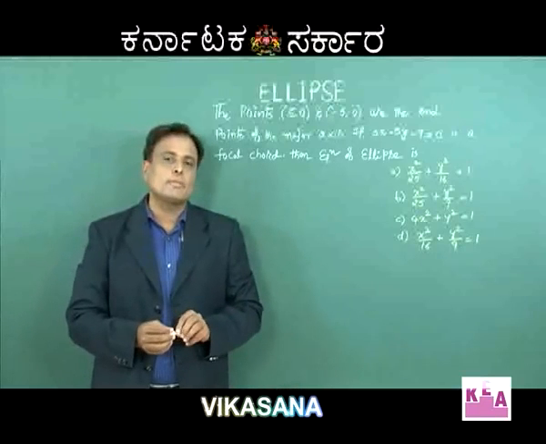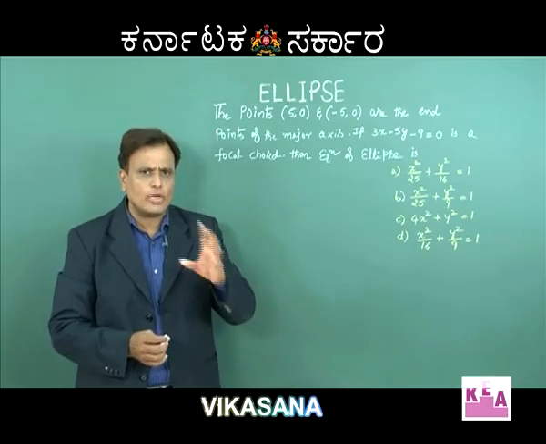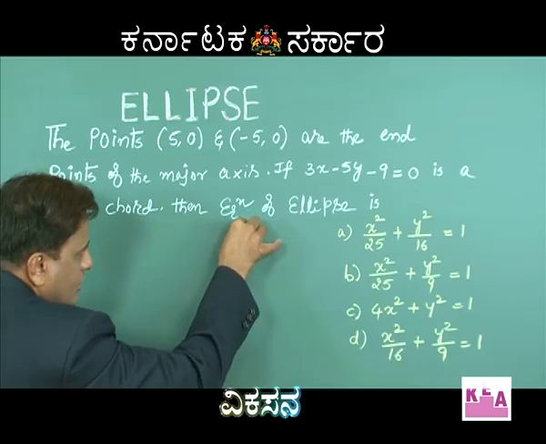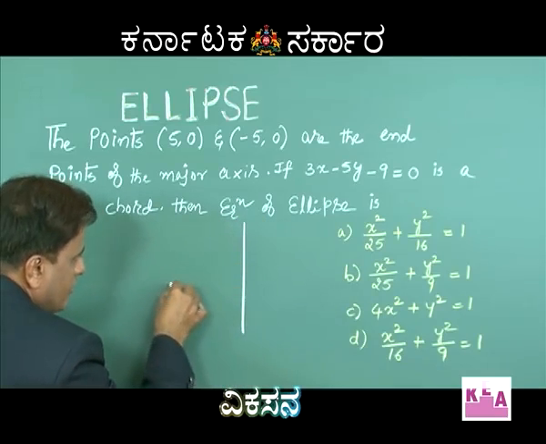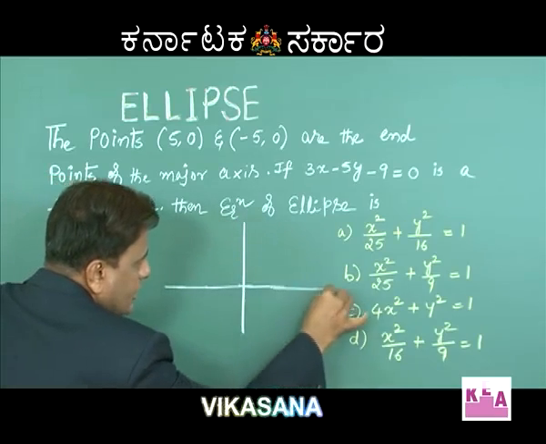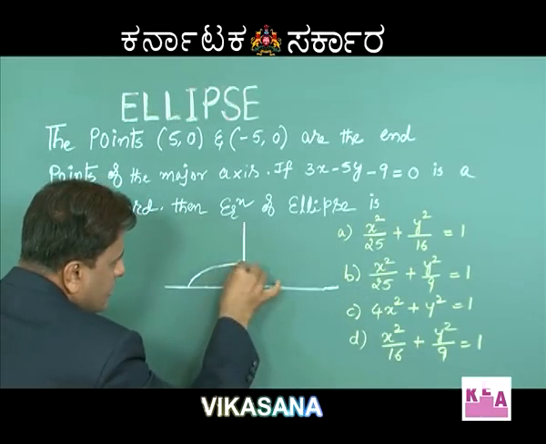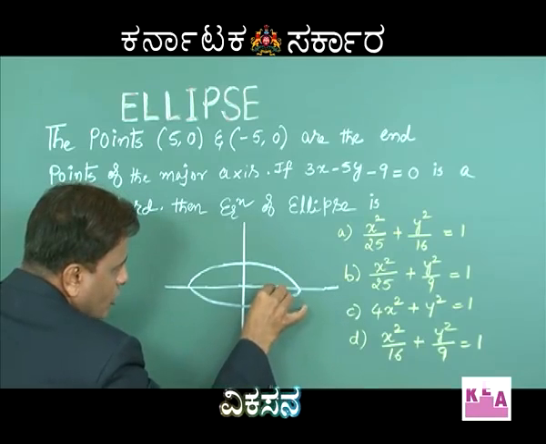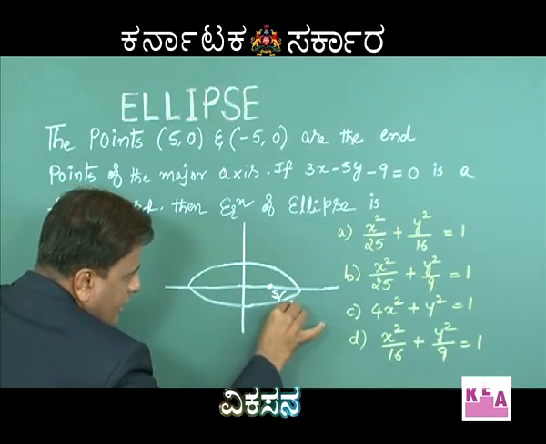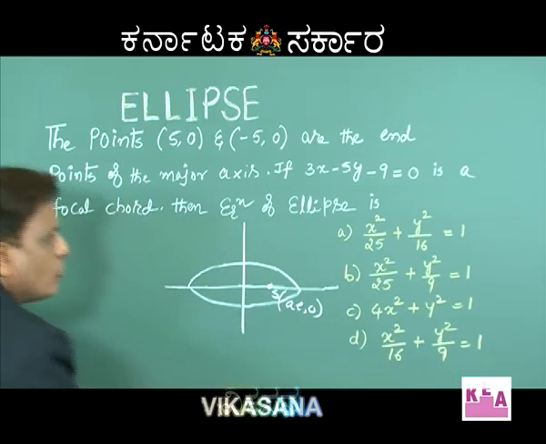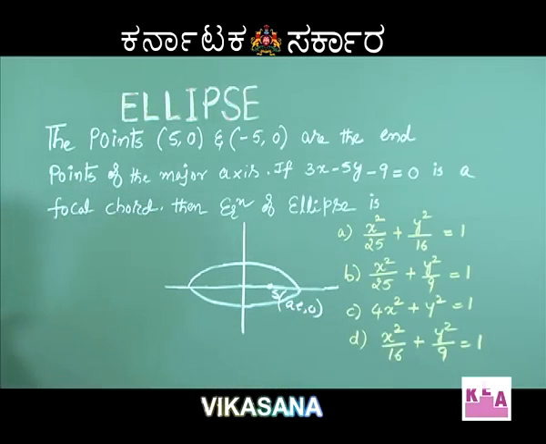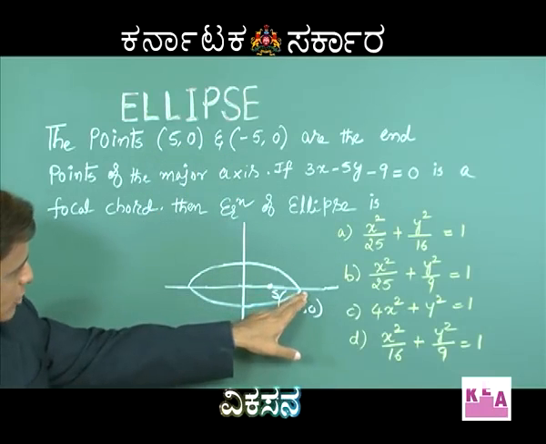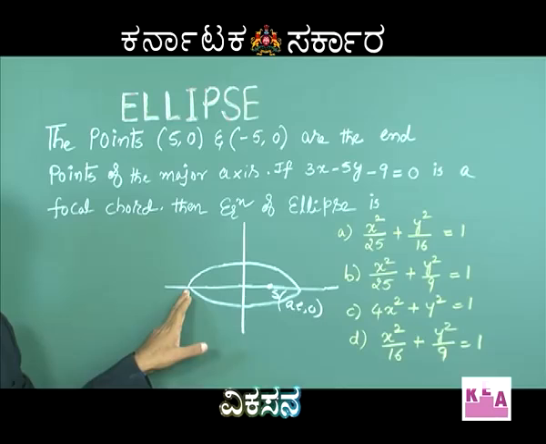Before solving this example, please draw a small example. Just a simple, very rough example. Of course, without a diagram we can also solve this example. So remember, this is the ellipse. Here the focus is (ae, 0), and the ends of the major axis: this end is (5, 0), this end is (-5, 0).